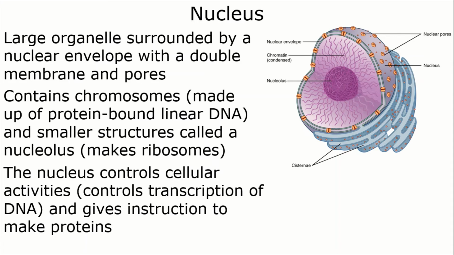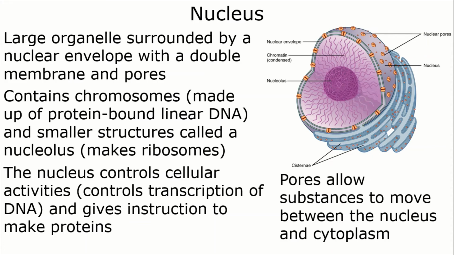The nucleus controls cellular activities such as transcription of DNA, and it gives the instructions to make proteins, so it can almost be considered like the brain of the cell. It controls everything that's going on within the cell. And the pores in the nucleus, these nuclear pores that you can see labelled on the diagram, allow substances to move between the nucleus and the cytoplasm.